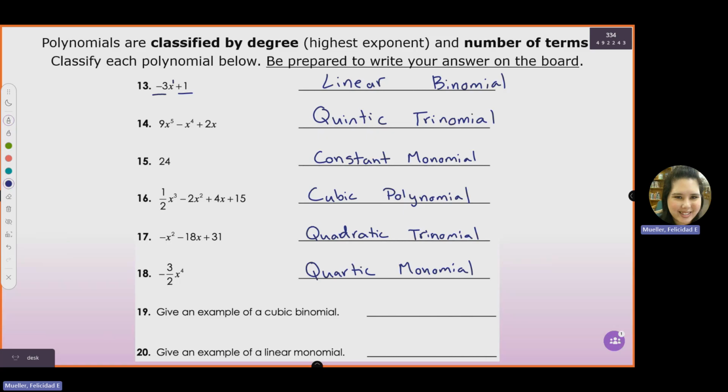An example of a cubic binomial, 58x cubed minus 2. An example of a linear monomial, 7x. Now there are infinitely many answers I could put on there. Like I could have done negative 7x. I could have done x. I could have made this a plus 2. Could have made that a 2x. So many possible answers that we could have. But those are just a couple examples of what we could have that would work for that situation.